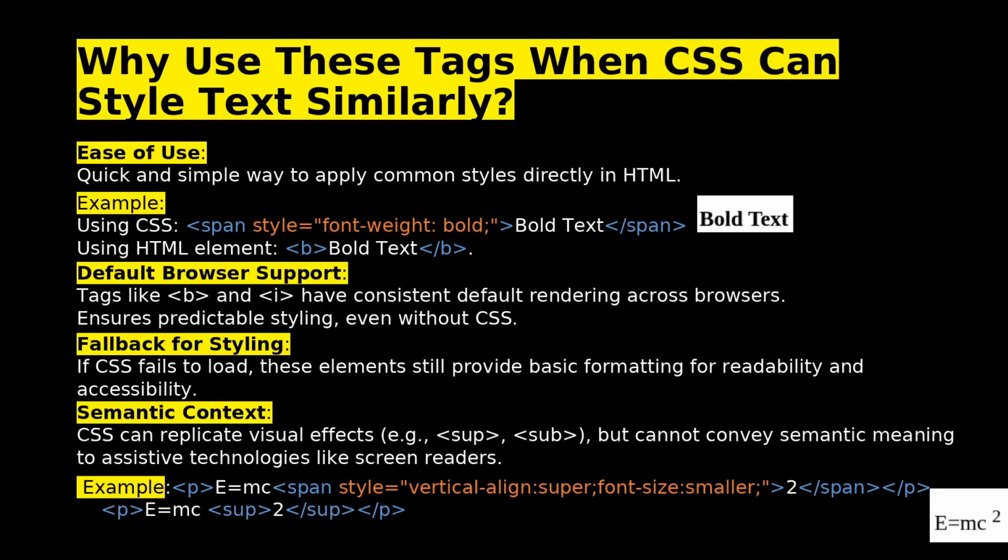Now, as you know, the C is squared, so the number 2 should be slightly up above the letter C. So here is the CSS representation of the formula. The style is added to the span element with vertical-align super, which will make the number 2 appear above the letter C, and font-size smaller, which will make the size of the number 2 smaller.